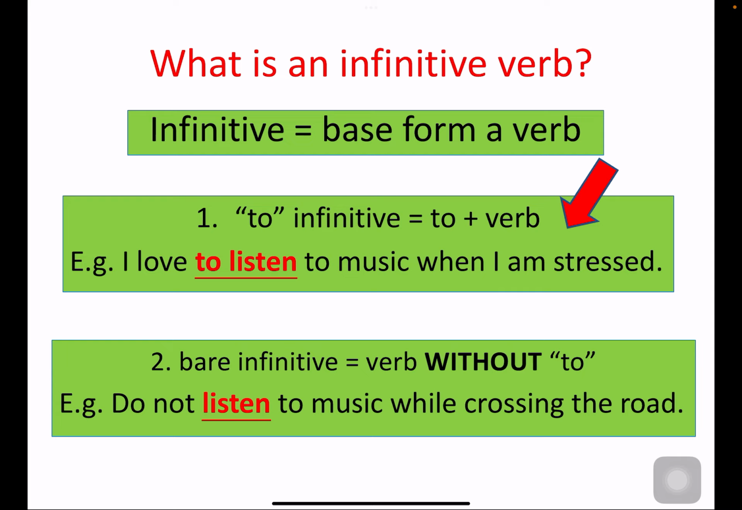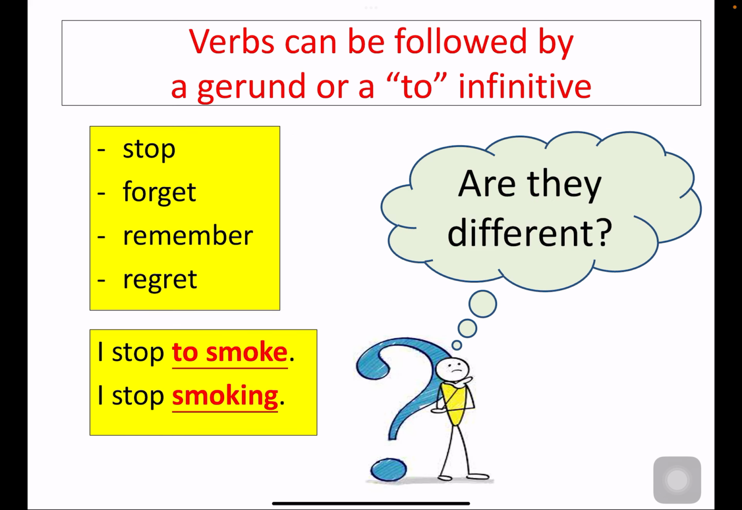Do not listen to music while crossing the road. Do not listen. The word listen here is a bare infinitive. And today, our focus is on to infinitive. In English, there are many verbs which can be followed by a gerund or a to infinitive. Some verbs completely change meaning when they are followed by either a gerund or the to infinitive. These verbs include stop, forget, remember, and regret.